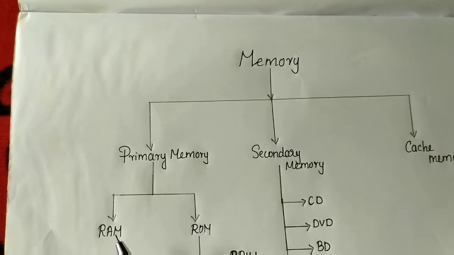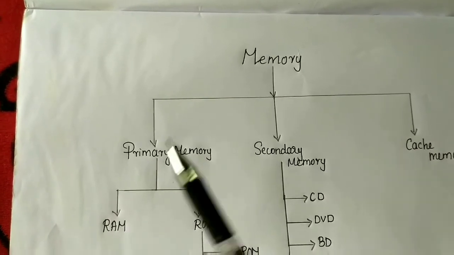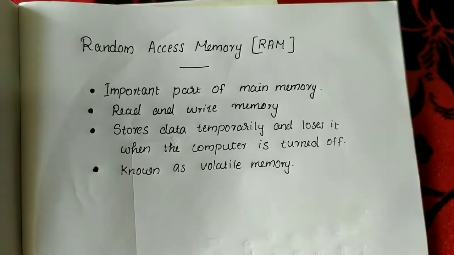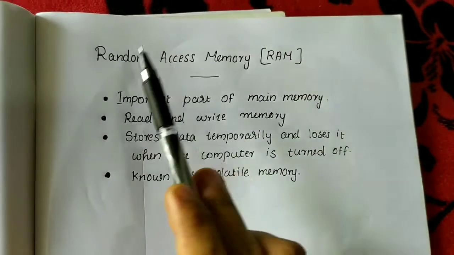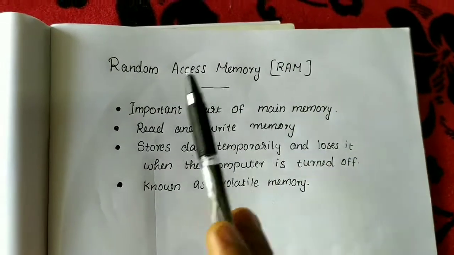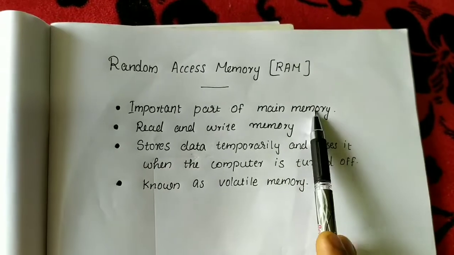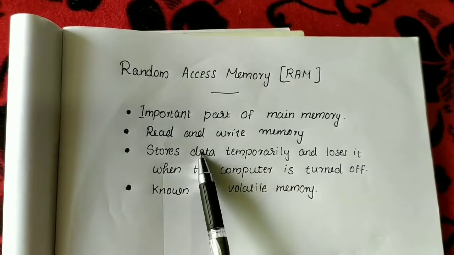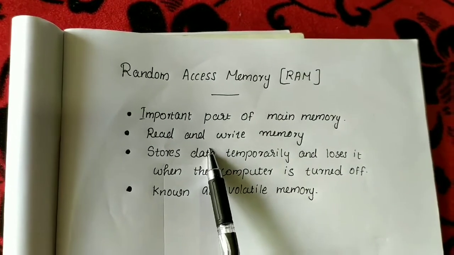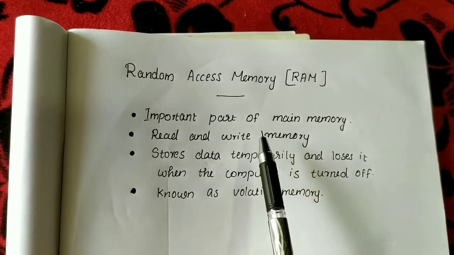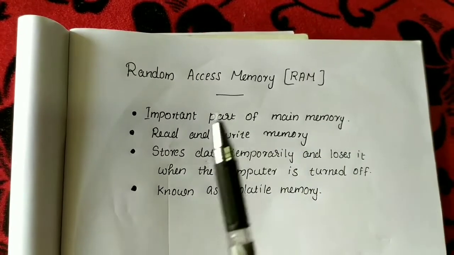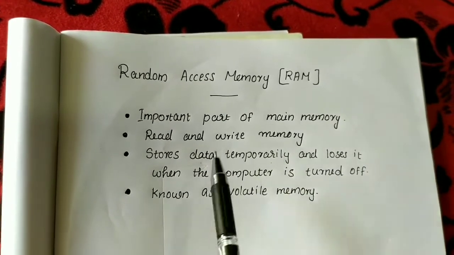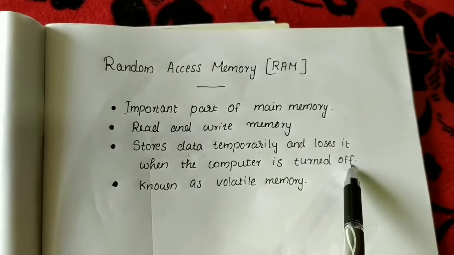Now we are going to discuss RAM. As we all know, RAM stands for Random Access Memory. It is an important part of main memory. The CPU can read data from it and also write data onto it in a very short time. It stores data temporarily and loses it when the computer is turned off.